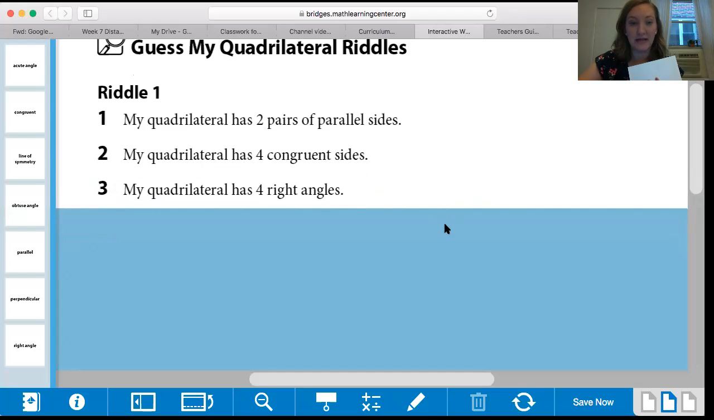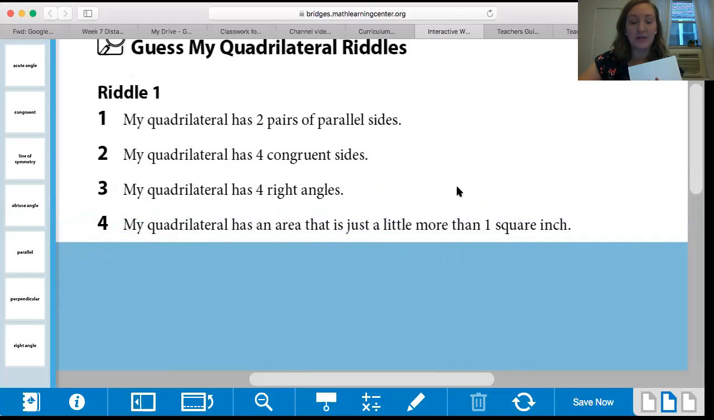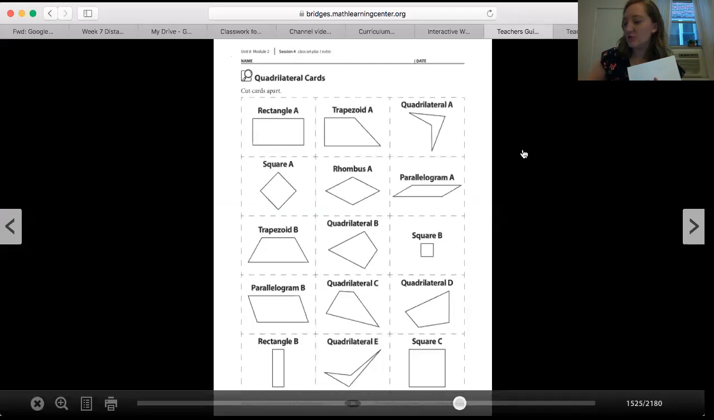Okay, here's your last clue. My quadrilateral has an area that is just a little more than a square inch. Almost perfectly a square inch. A square inch is about that much, a little bit smaller than this.